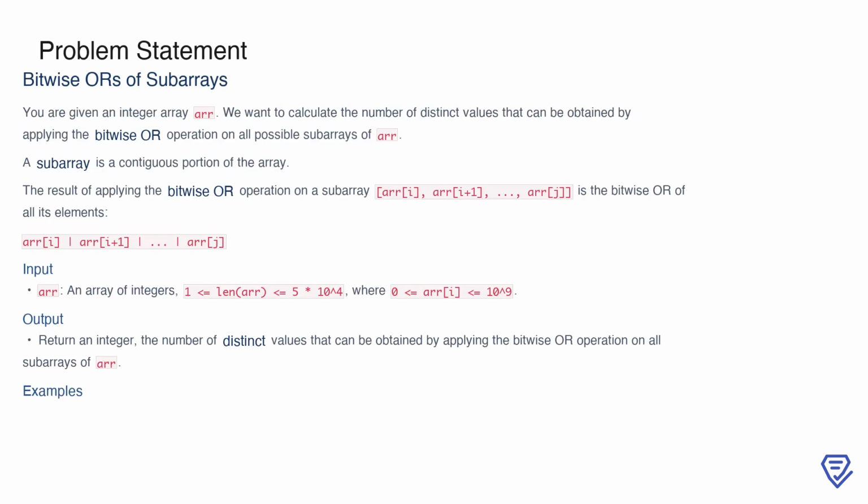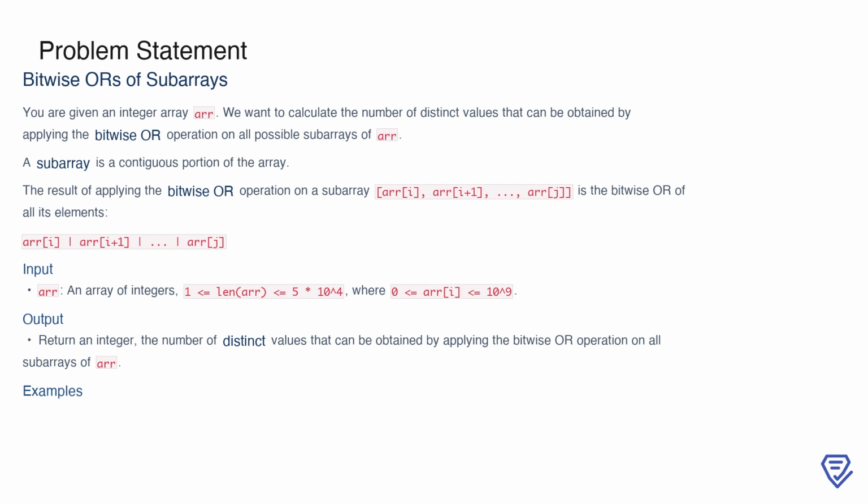Here, we are tasked with finding the number of distinct values obtained by performing the bitwise OR operation on all possible subarrays of a given integer array, ARR. Remember, a subarray is a contiguous segment of the array. For example, if the array is A, B, C, the subarrays include A, B, C, A-B, B-C, and A-B-C. The bitwise OR for a subarray is computed by applying the OR operation sequentially to all its elements. For instance, the OR of X, Y, Z would be X | Y | Z. The challenge is to calculate how many unique values result from this operation across all subarrays.